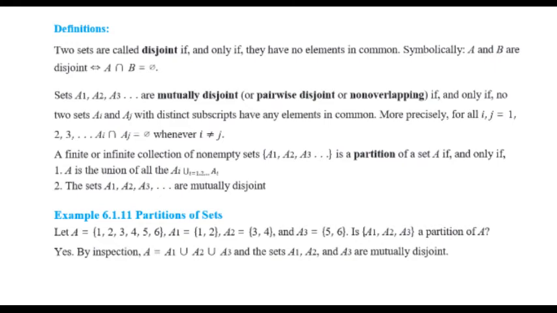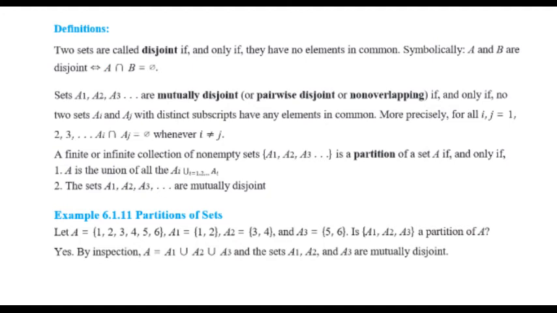Okay, now let's see a few definitions regarding sets. If we have two sets like A and B, these two sets are called disjoint if and only if they have no elements in common, or symbolically we say A and B are disjoint if the intersection of A and B is equal to the empty set, correct?